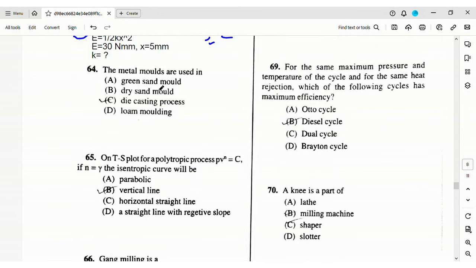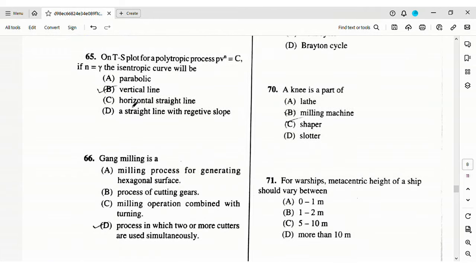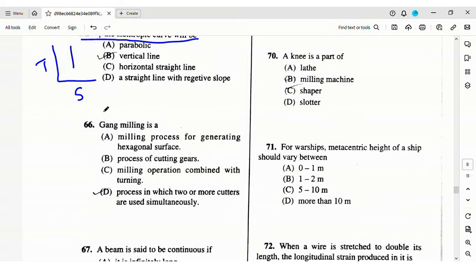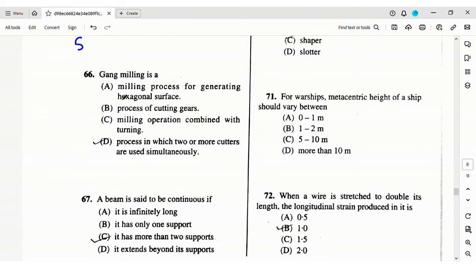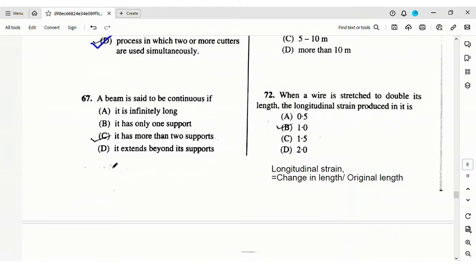Metal molds are used in die casting process. On a TS plot for a polytropic process, PV to the n equals constant, n equals gamma, the isentropic curve will be. So we know that in the TS diagram, the isentropic process is always a vertical line. So the vertical line will be the right answer. Gang milling is a process in which 2 or more cutters are used simultaneously. A beam is said to be continuous. In case of a continuous beam, we know that the supports are more than 2. That will be the continuous beam.